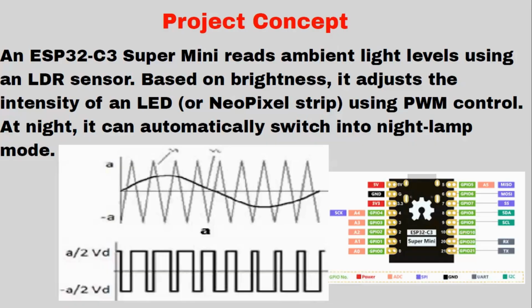So you can see here on the screen, there is a sine wave pulse on the top, that is a zigzag line. And on the bottom side, you have a square wave with different frequency, that is the PWM frequency.